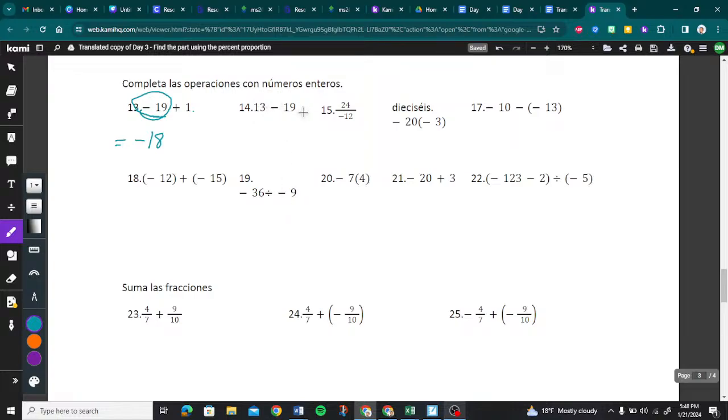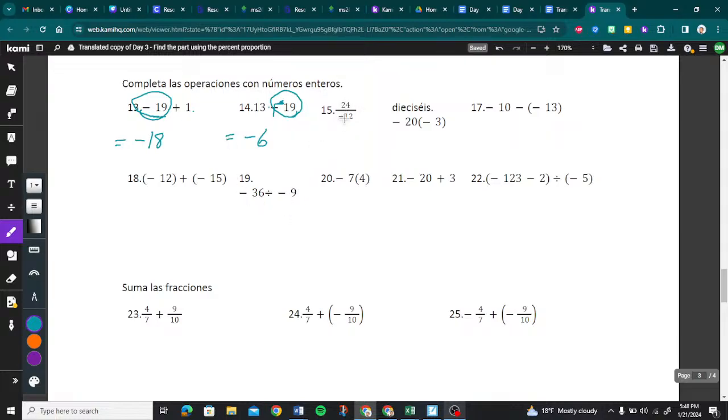Over here we have 13 minus 9, but we change the minus to addition. We change the 19 to be negative. Now, if we look, we've got different signs, so we subtract 19 minus 13, which is 6. This is a negative 19 is bigger, so our answer is negative 6.